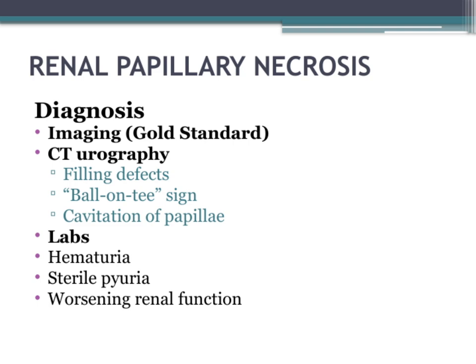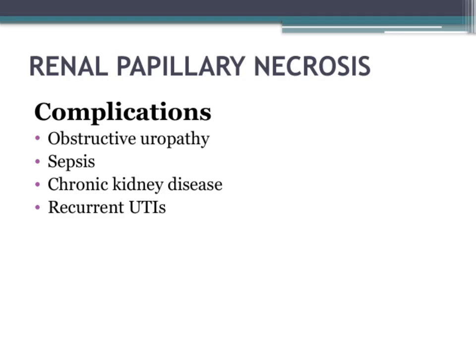In summary, recognizing these imaging signs combined with lab findings can help us accurately diagnose renal papillary necrosis and guide appropriate management. Let's now discuss some of the common complications associated with urinary tract issues. One major complication is obstructive uropathy, which occurs when there's an obstruction in the urinary tract, leading to impaired urine flow. This can cause significant damage to the kidneys if not addressed promptly.